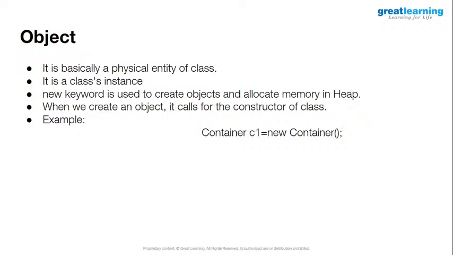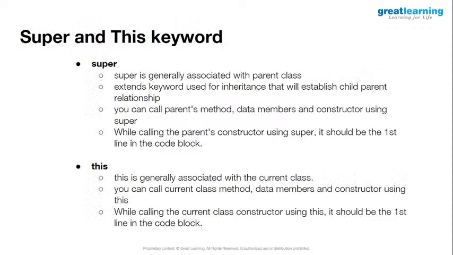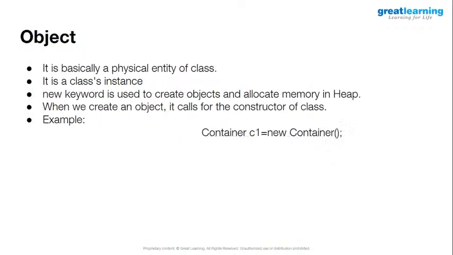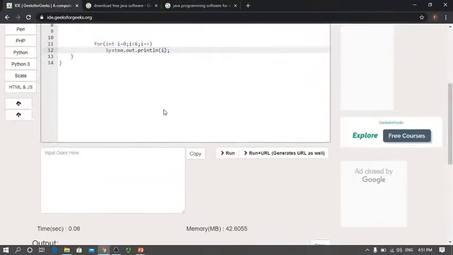Here we have written new, right? The first thing written in this example is container, the name of the class, then the object name is C1, then new to allocate memory, and this container, what is this? This is a constructor. Now what are constructors? We will cover that. A constructor is nothing but a special method that is used to allocate memory and initialize the objects. Let's see the demo first. I will quickly go ahead and show you this, then things will be clearer.